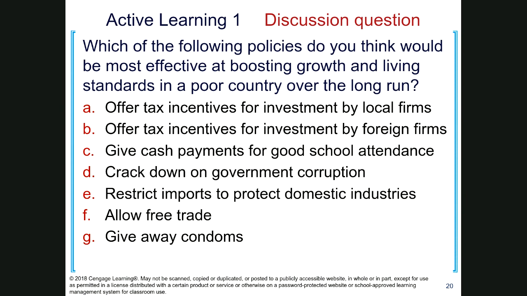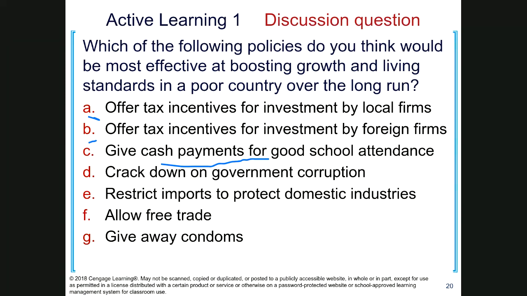Someone says, okay, give some incentives to the foreigners to come build factories in our country. We might not have so much capital here, and that could be a help too, right? Or we might say, give cash payment for good school attendance. Kids don't go to school; they don't want to be educated. Give them a boost, a prize, cash, then they come, because we need education down the line to improve the skills and knowledge of the workers.